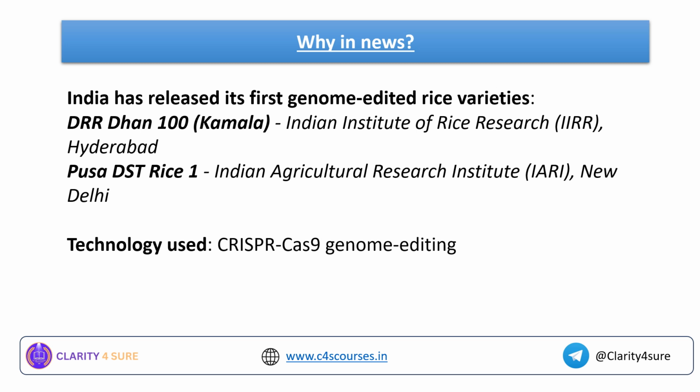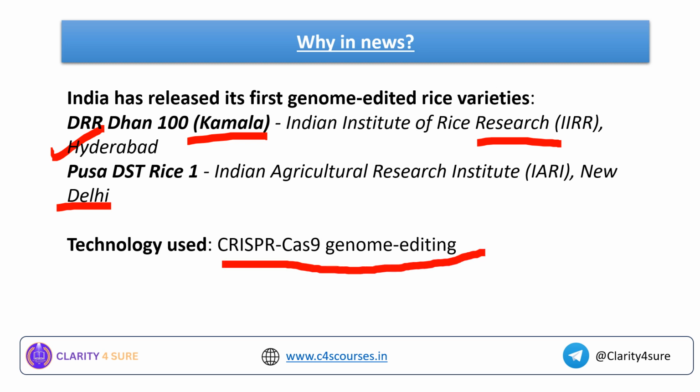Now we will just quickly brush up the basics. We all know that last week India released its first genome edited rice varieties. The first is known as Kamala, that is DRR Dhan 100 Kamala, which has been developed by the Indian Institute of Rice Research, which is located in Hyderabad. Next is the Pusa DST Rice 1 variety that has been developed by the Indian Agricultural Research Institute of New Delhi. Okay, so what is the technology that has been used in this particular genome editing? The technology is known as CRISPR-Cas9 genome editing.